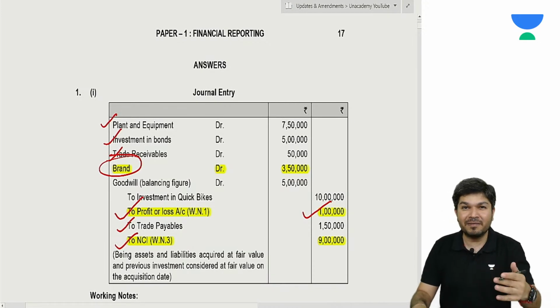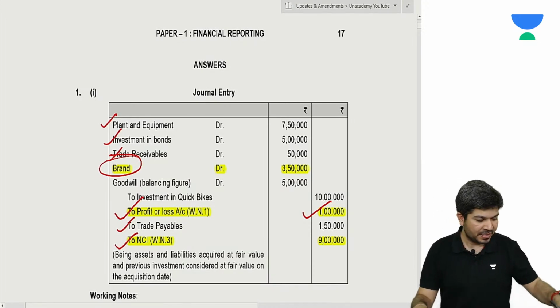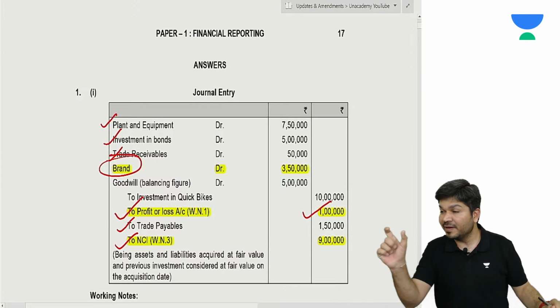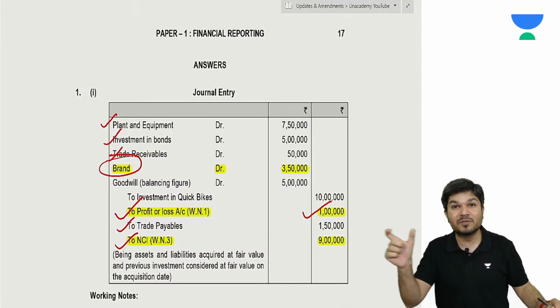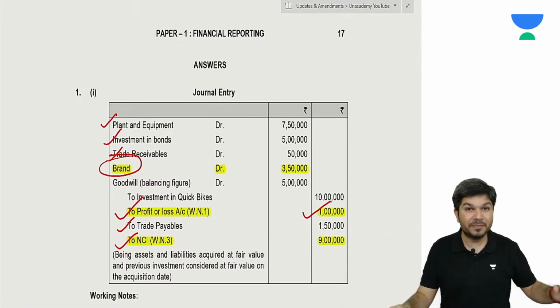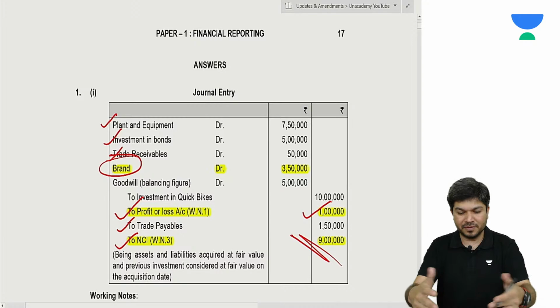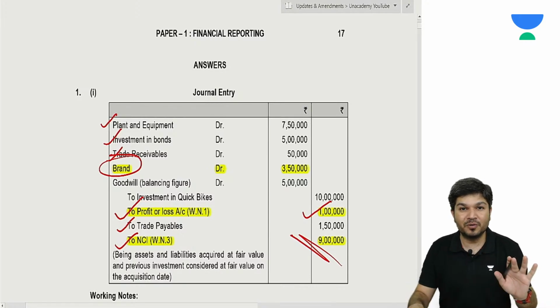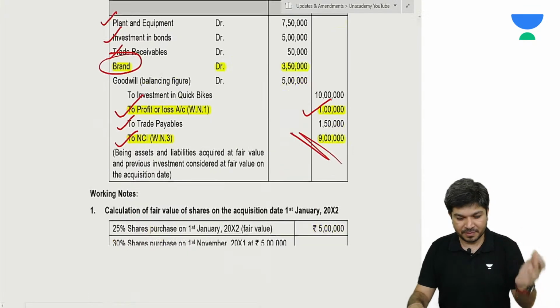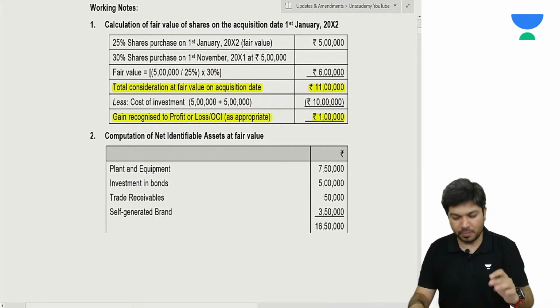NCI is at fair value. NCI ka fair value. Imagine, today 25% is 5 lakh. NCI is 45%. So 45% will be how much? So 5 lakh into 45 by 25, you will get 9. Okay, so this is a normal question, nothing different over here. Only thing is you have acquisition in stages. Baki, your consolidated balance sheet is normal one.